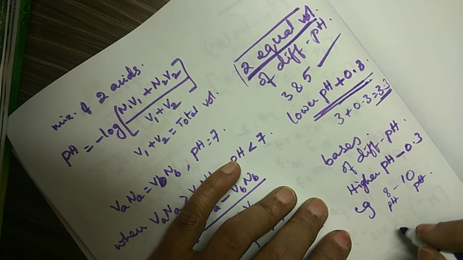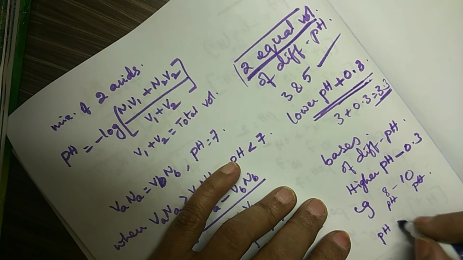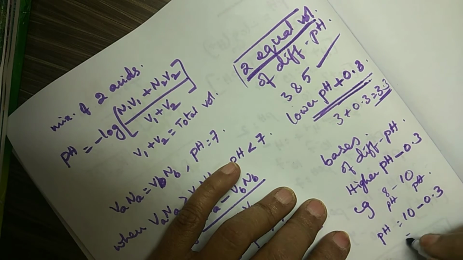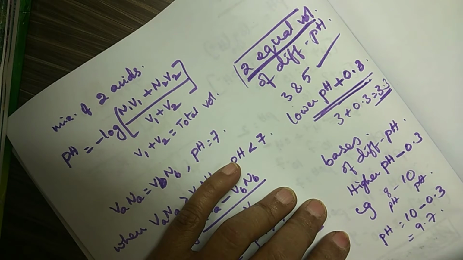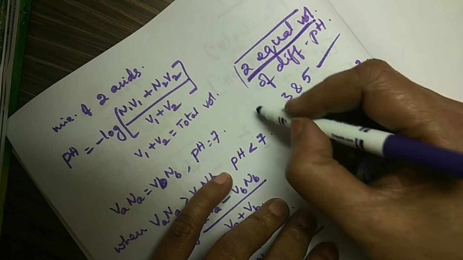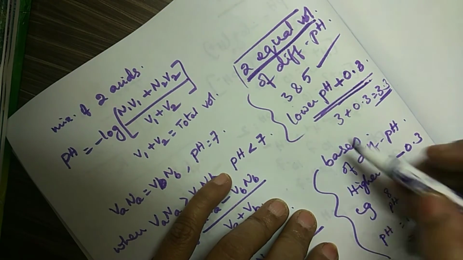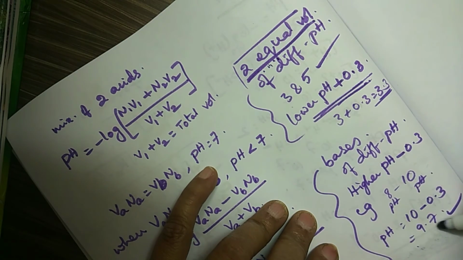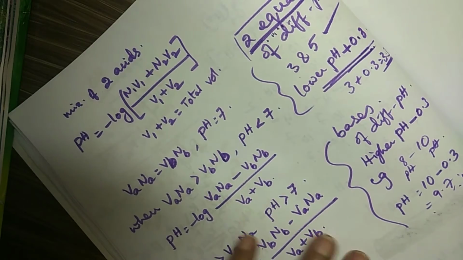Then what will be the pH of the resultant solution? The higher pH 10 minus 0.3. It will be 9.7. So this you have to keep in mind. When equal volumes are taken, we have to apply this. Without doing any calculation, we can put the answer.